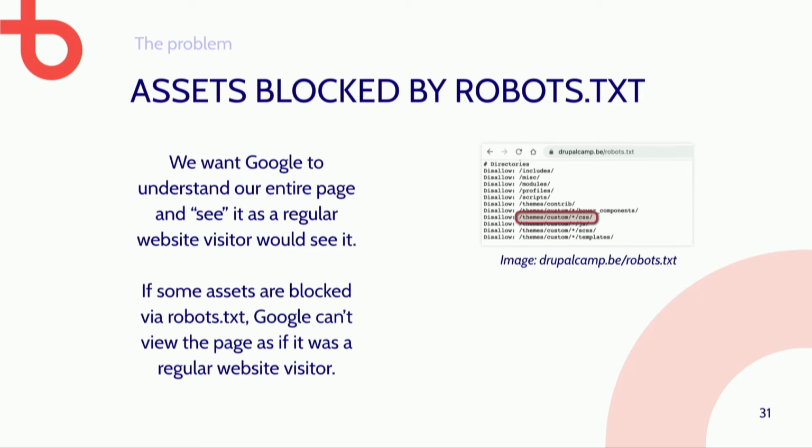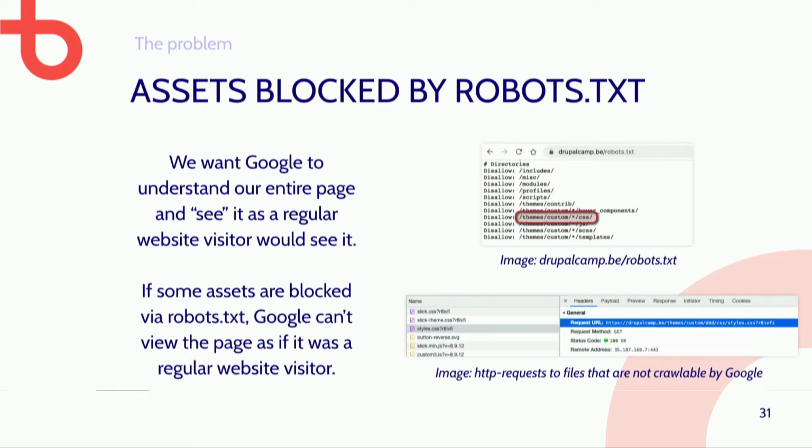Over here we have a screenshot from the Drupal camp website, and we can see that there is a disallow record in there, which contains the themes/custom wildcard CSS folder. And if we look at the HTTP requests, we can see that there is a styles.css file located inside one of those folders. What this means is that Google will not be able to render the entire page as a regular website visitor would render or view the page. So we have a different experience for the Googlebot and for the user, and you do not want that. You want those to match up as much as possible.